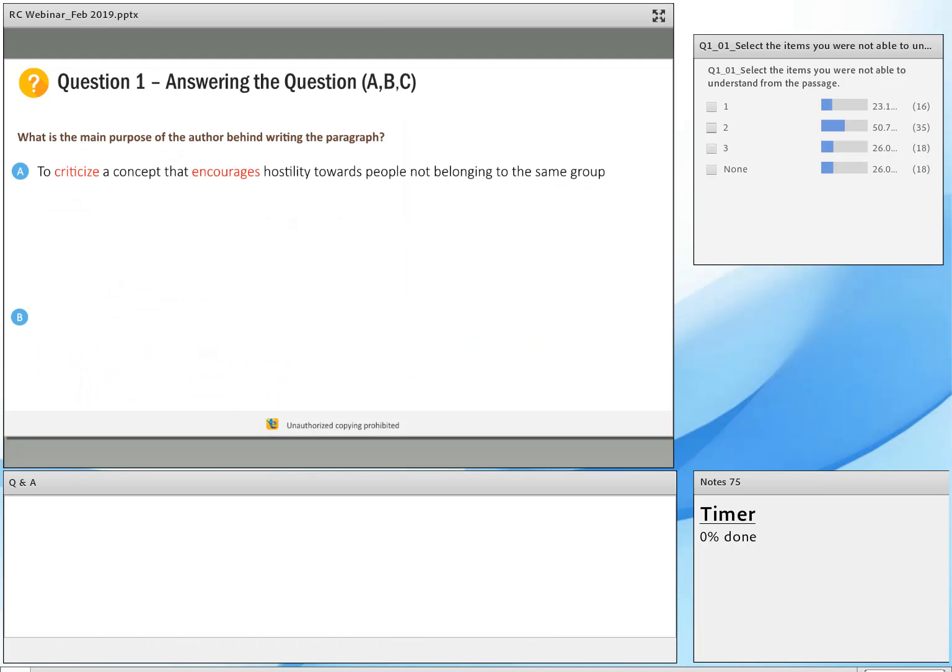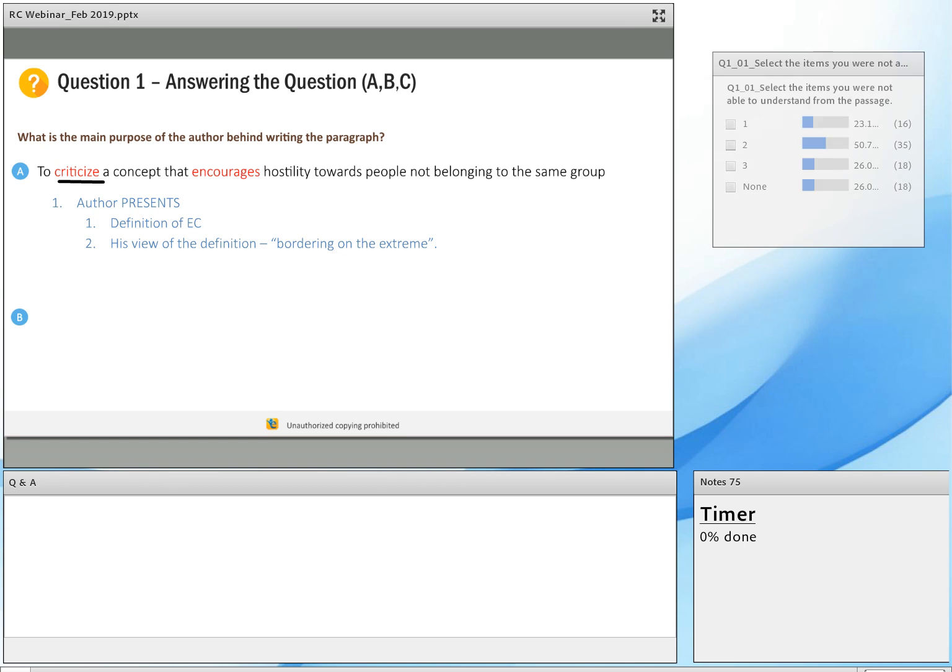So the question is, what's the main purpose behind writing this paragraph? And as I already mentioned, the correct answer is choice D. We're going to really look at why is it that the other answer choices are incorrect. Choice A says to criticize a concept that encourages hostility towards people not belonging to the same group. So when you think about what happens in the passage, the author presents a definition of EC, and then he presents his view that this is bordering on the extreme.